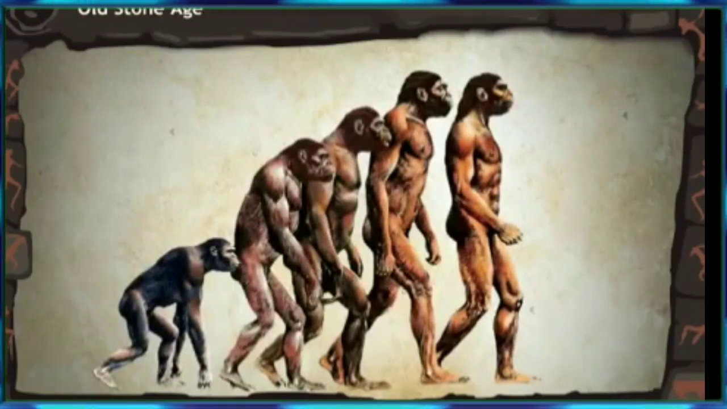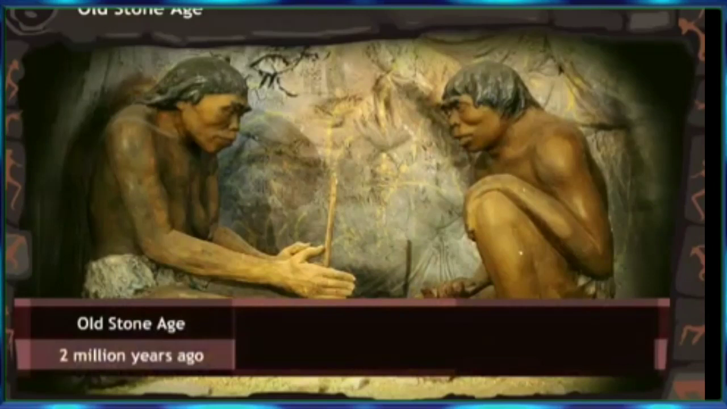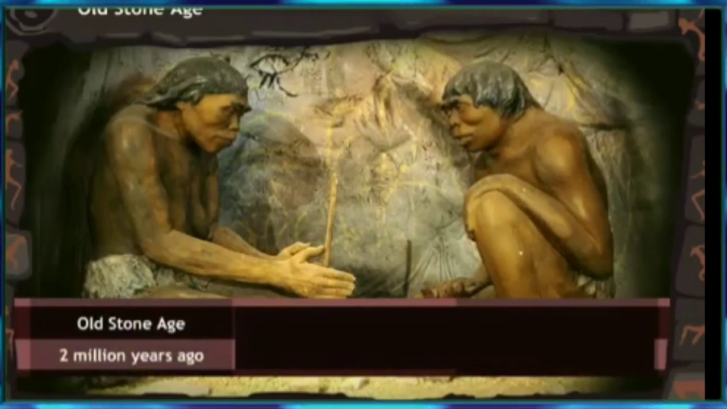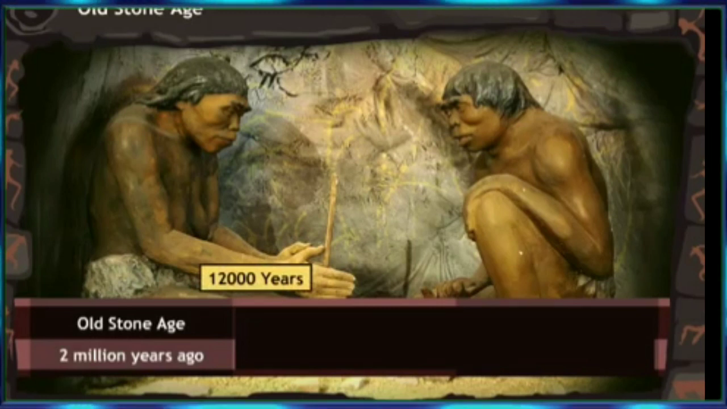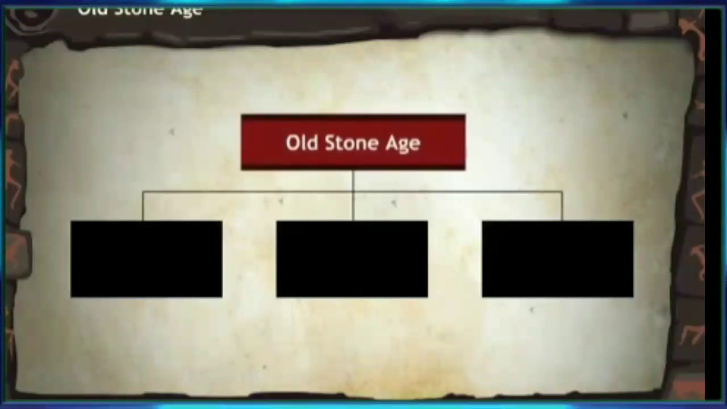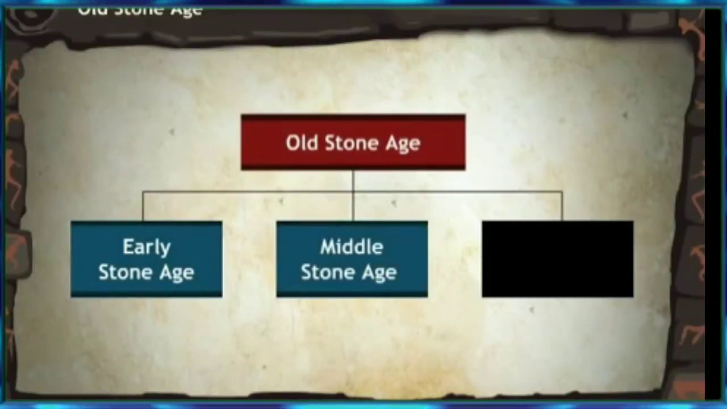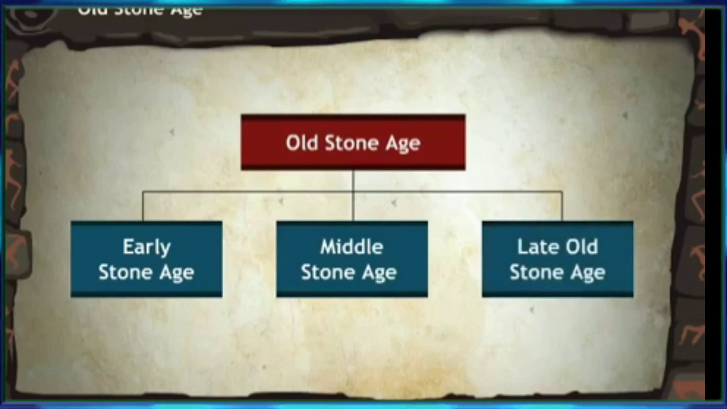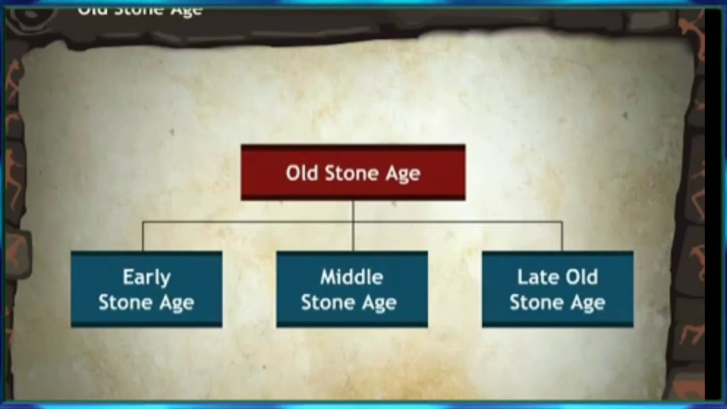The age which prevailed 2 million years ago is the oldest age and is called the Old Stone Age. It stretched over a period of 12,000 years. This long duration has been broken into three stages, namely the Early Stone Age, Middle Stone Age, and Late Old Stone Age. Now let us take a look at each of these stages in detail.